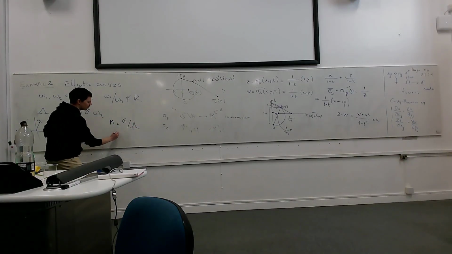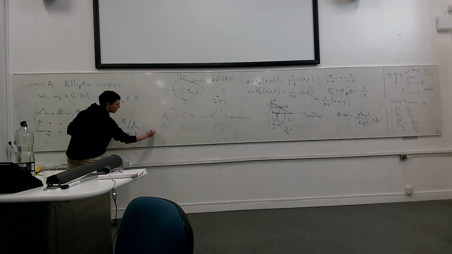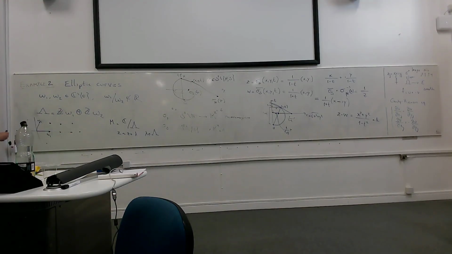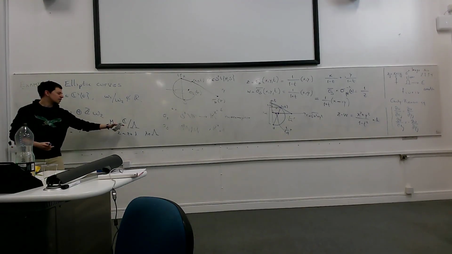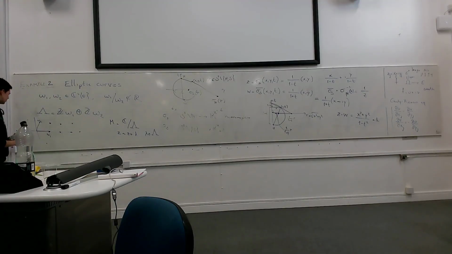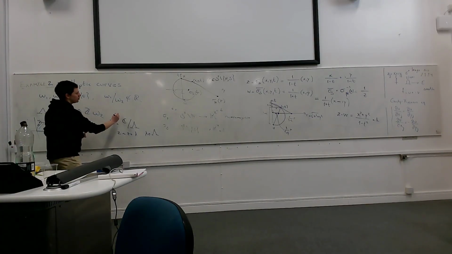So here what I mean is that I identify a point z with the translate of z plus lambda, for any lambda in the lattice. And then I consider the set of all these equivalence classes. So then a fundamental domain for this action is just a parallelogram. And then what I obtain as a topological space is always a torus.